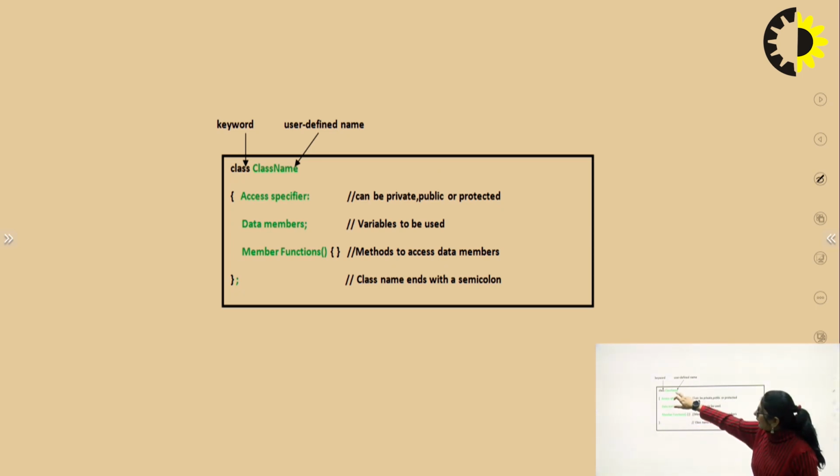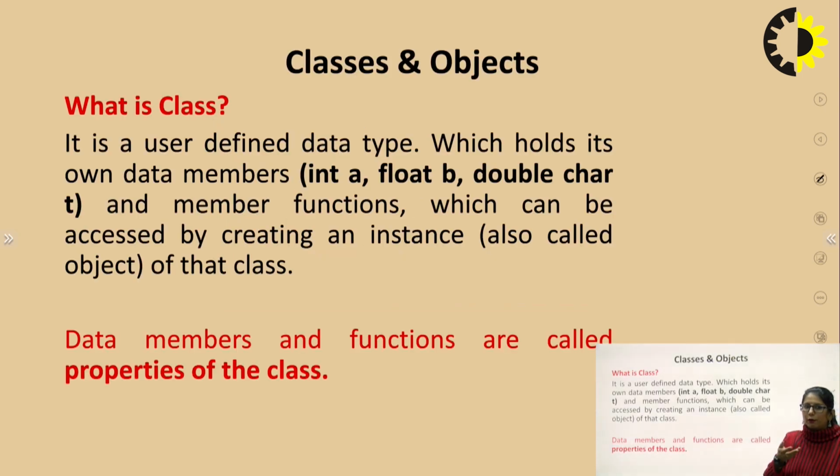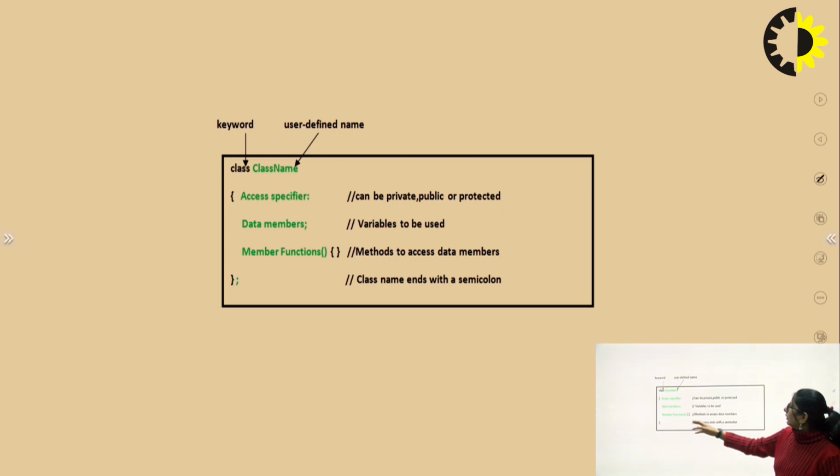Now, keep in mind that this name is user defined. For the class name you can put anything that you want, but class is a keyword. Before the data member or the member function, you need to specify the access specifier as well. It can be private, public, or protected. Data members are the variables which you need to use. As we studied earlier, it can be integer type, float type, double or char type. And member functions are the methods through which we will access these data members. And the class definition will generally end with a semicolon.